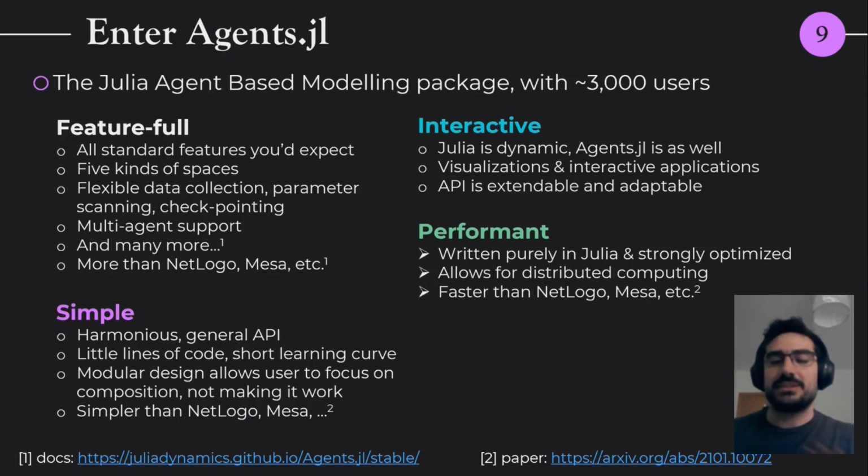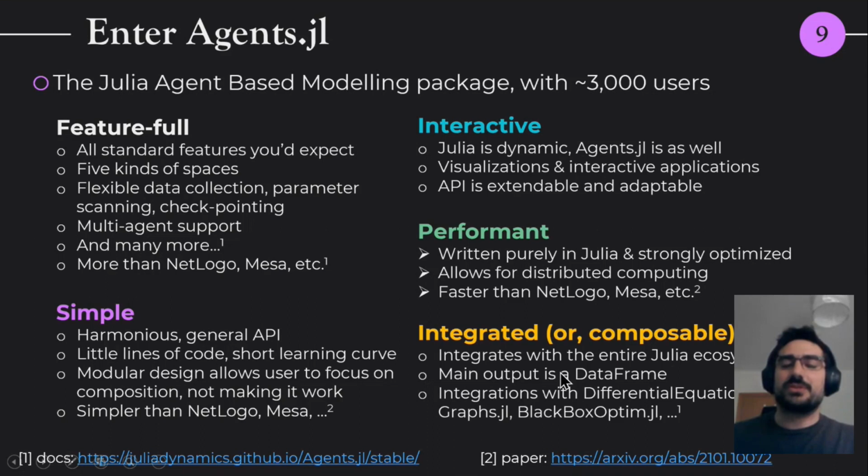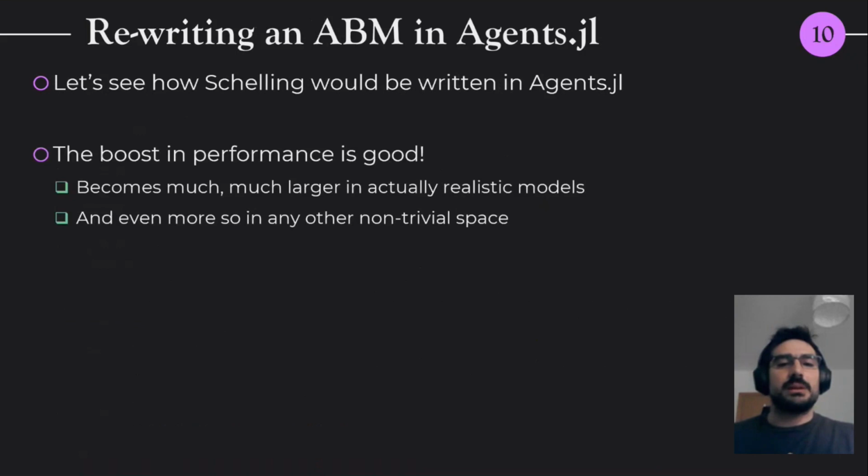And the last thing, which comes for free if you are a Julia developer, is that the package is integrated, or composable. So anything from the Julia ecosystem integrates very straightforwardly with the software. And this is mainly because of the design of the Julia language, not so much because we are smart. There are several examples in the documentation that show how you can couple a differential equation with an agent-based model, and many, many more. Also, the main style of output of the package is a data frame. So if you do any kind of statistics with data frames, you can immediately analyze your agent-based modeling simulations with the same software.